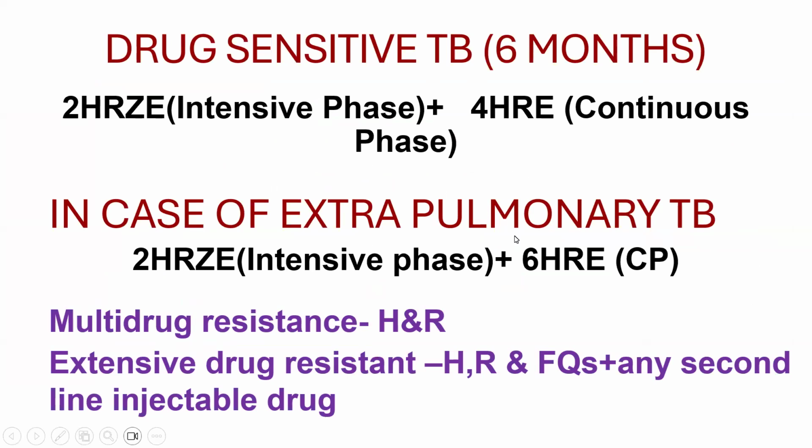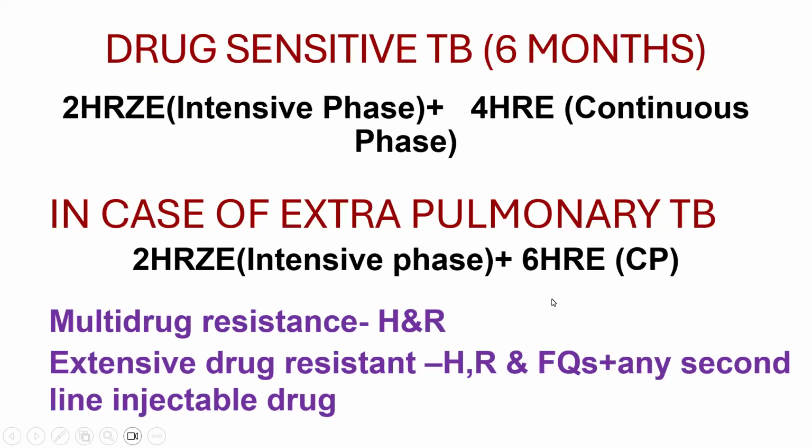Even the National Tuberculosis Elimination Program of our country made it very easy: a 6-month regimen, 2 HRZE plus 4 HRE. This is very commonly used for drug sensitive TB. In case of extrapulmonary TB, 2 HRZE is the same for the intensive phase, but the continuation phase we can extend up to 6 months. Okay, so that is the difference. 2 HRZE, 4 HRE for drug sensitive TB. For extrapulmonary TB, 2 HRZE plus 6 HRE.